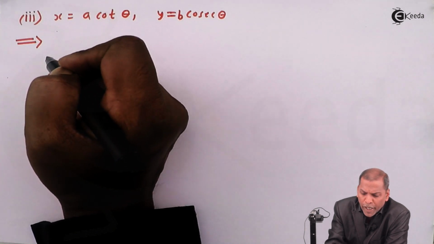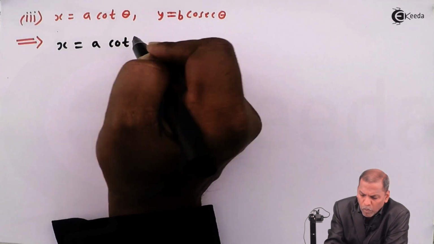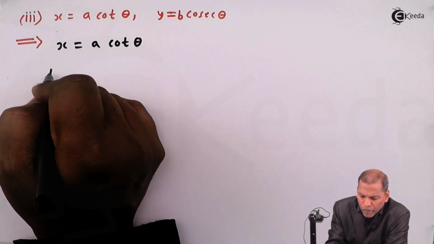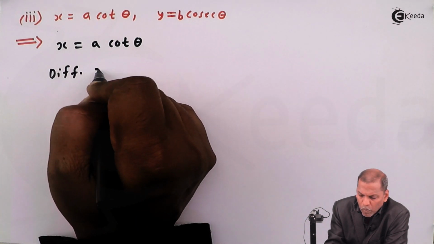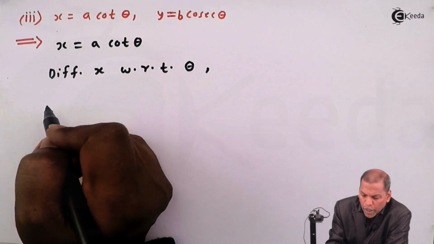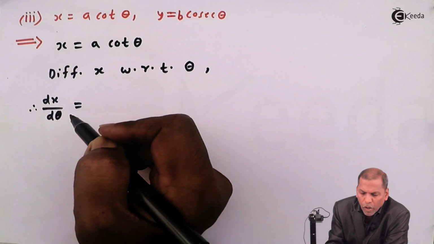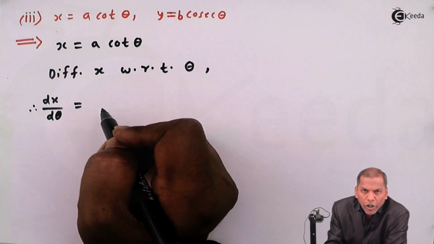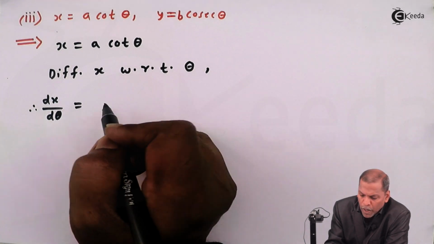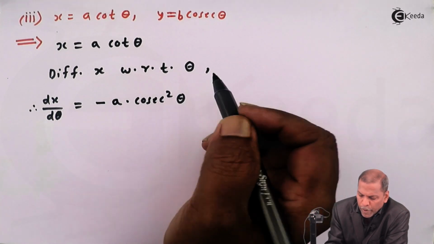First of all, we start from x equal to a cot theta. Then differentiating x with respect to theta, we get dx upon d theta is equal to a constant term as it is, the derivative of cot theta is minus cosec square theta. So the answer is minus a into cosec square theta.